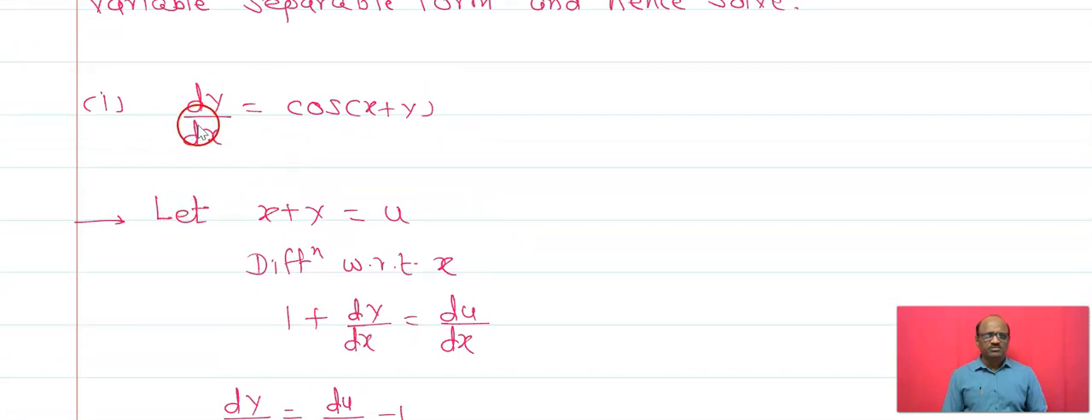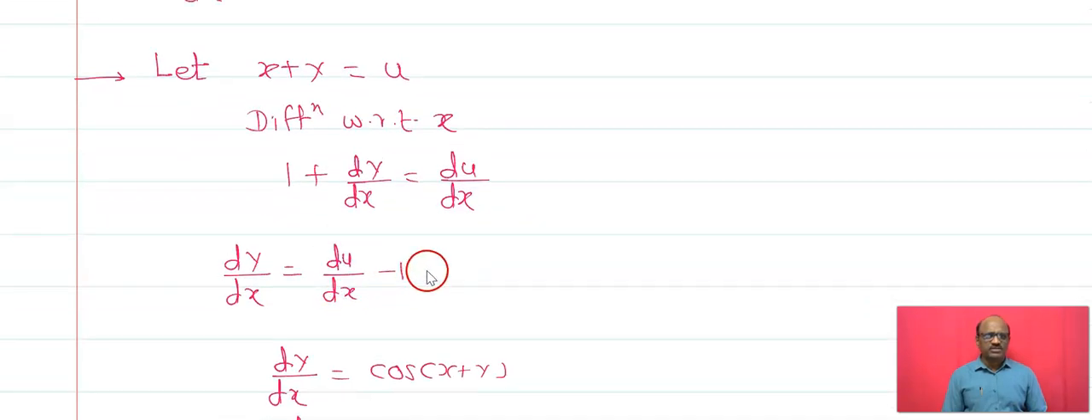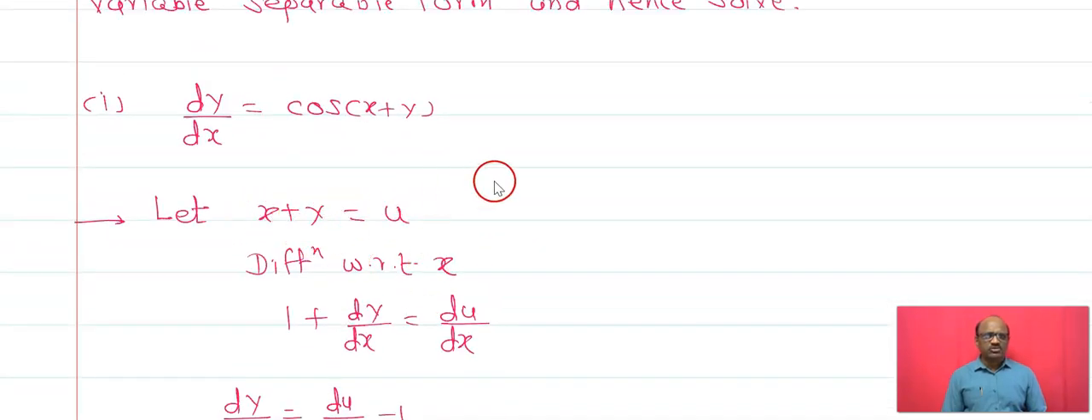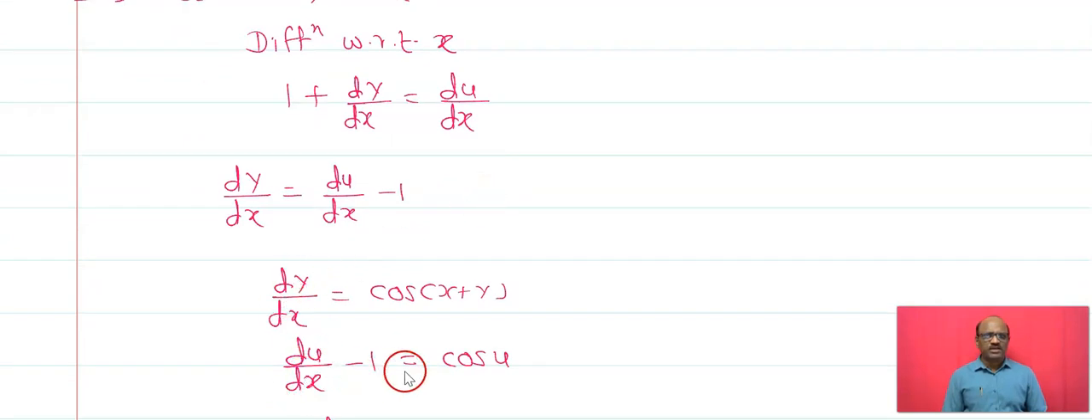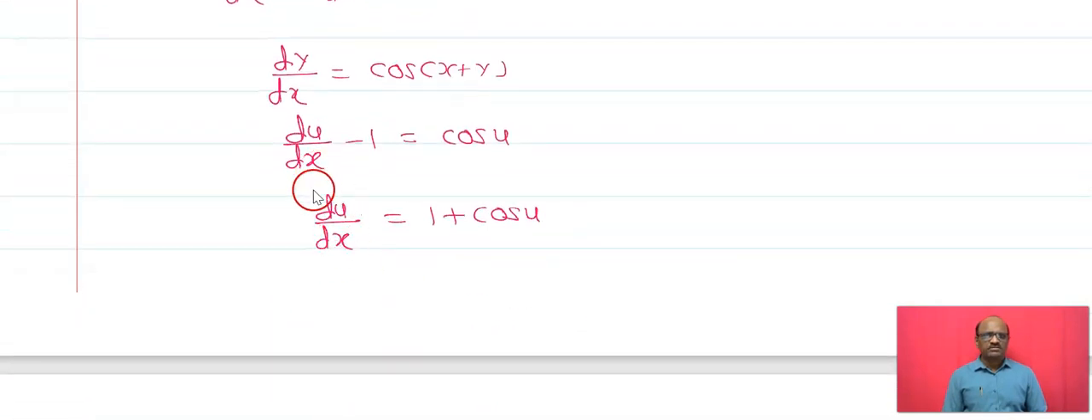Now what is our differential equation? That is dy by dx is equal to cos of x plus y. Substitute the value of dy by dx as du by dx minus 1, and x plus y is equal to u. Therefore du by dx minus 1 is equal to cos u. Therefore du by dx is equal to 1 plus cos u.